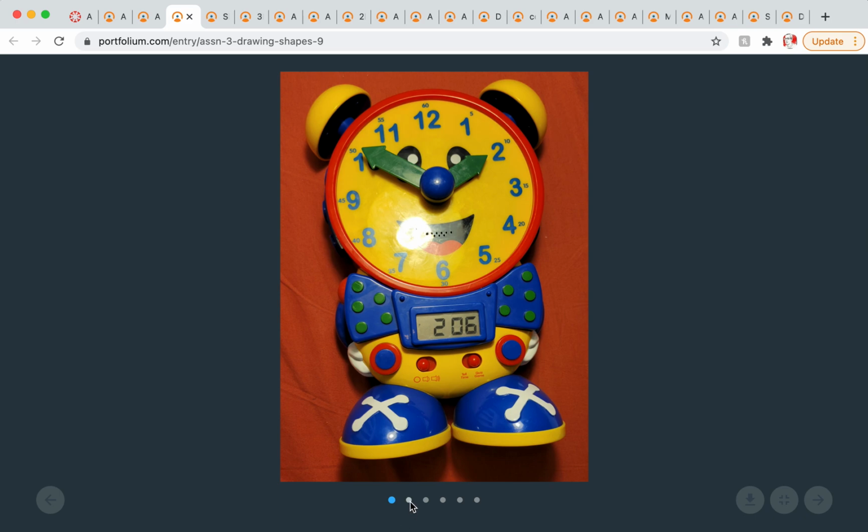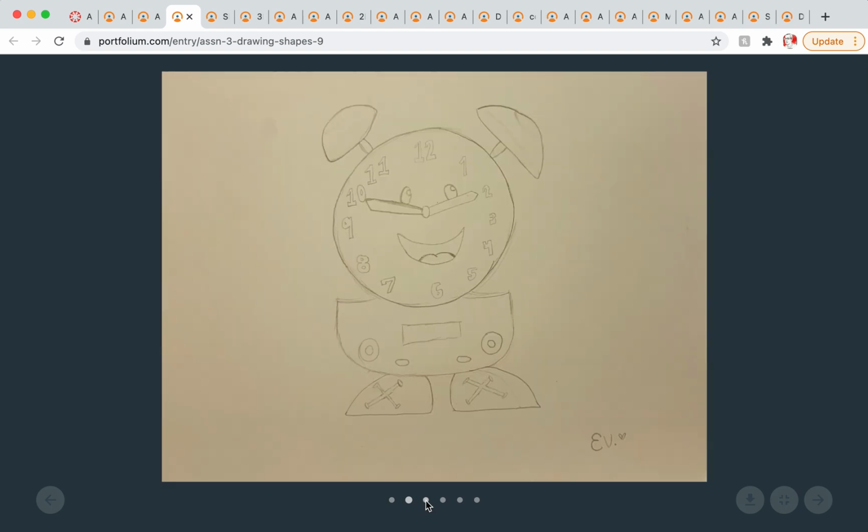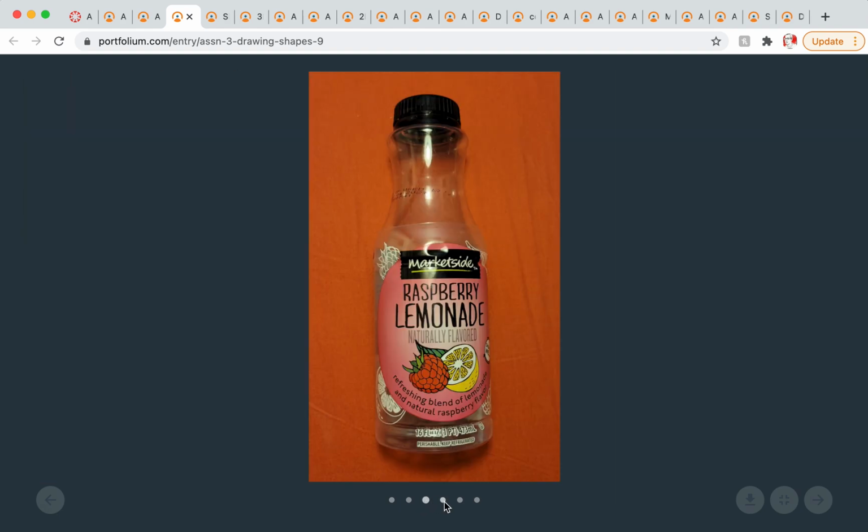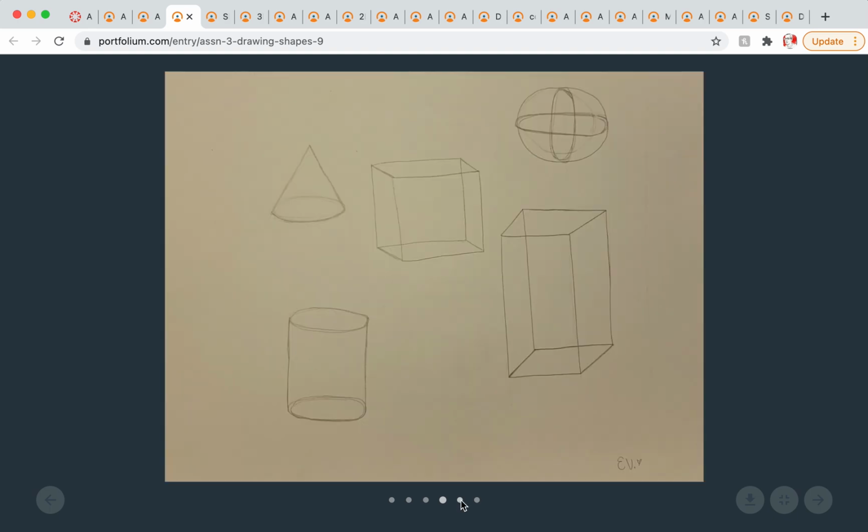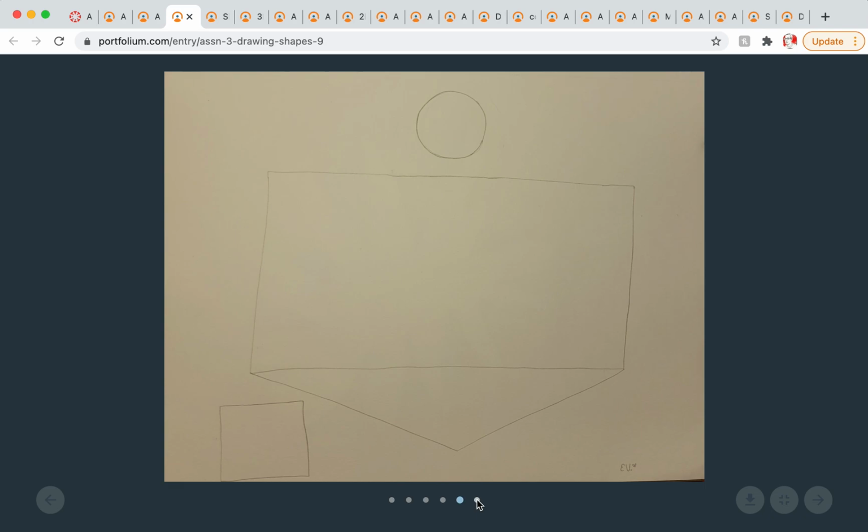Maybe this is, I didn't see the reference image. Okay, 3D.